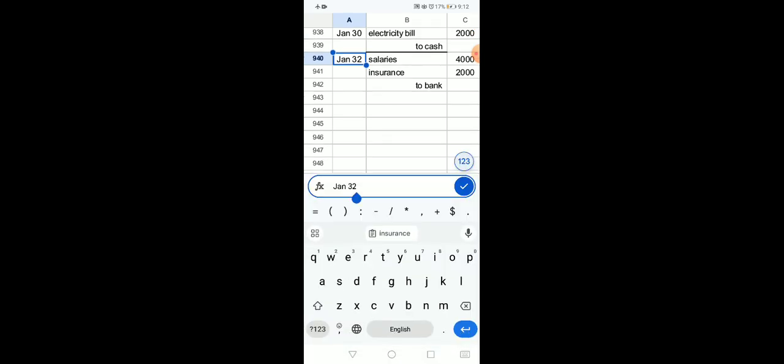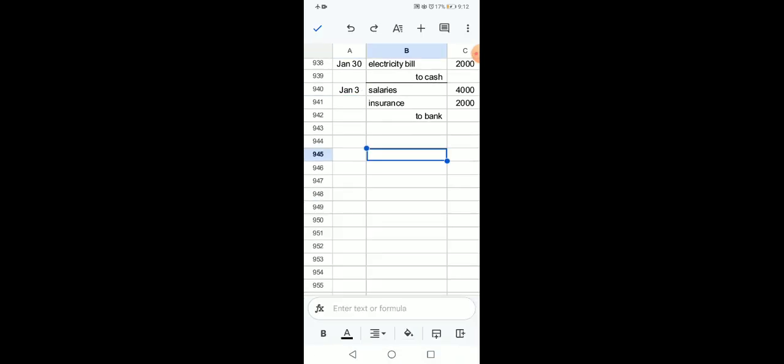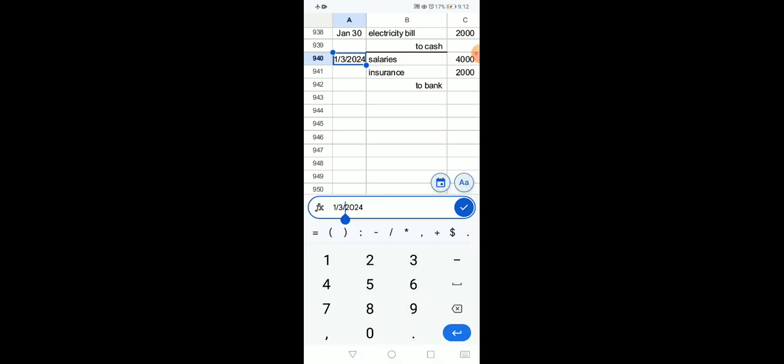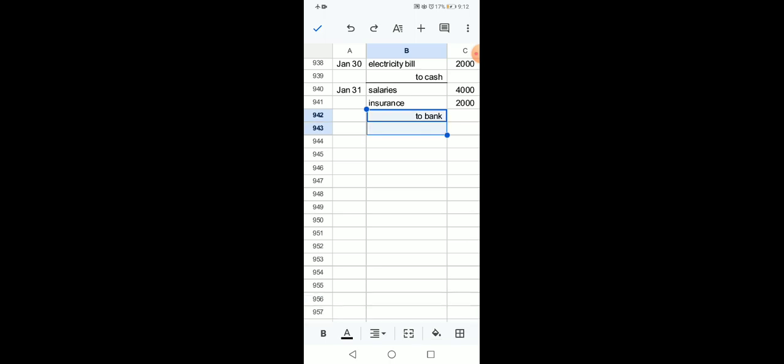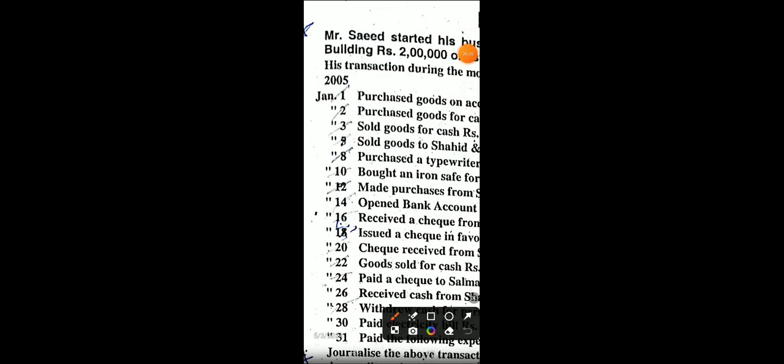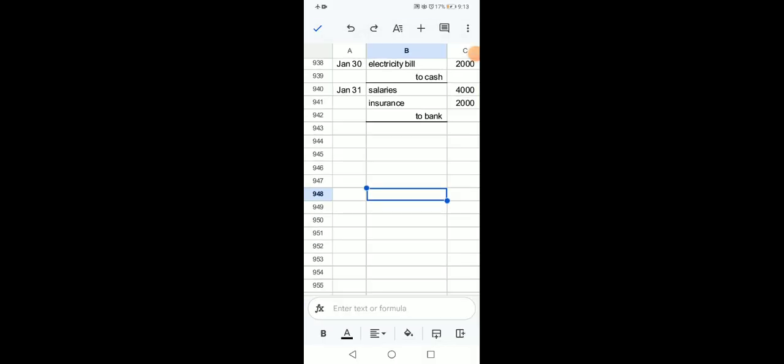Since we have done the combined entry, this entry does not need to be written over here. You can erase it. This way, January 31 is done. I wrote January 32, which is not possible in practical life, so it is a sort of joke. So we have completed our 31st entry. Let's see if there is anything else in our question. After the 31st, no. They are just saying to generalize the above transactions and nothing else is present. It means our journal entries have been completed.